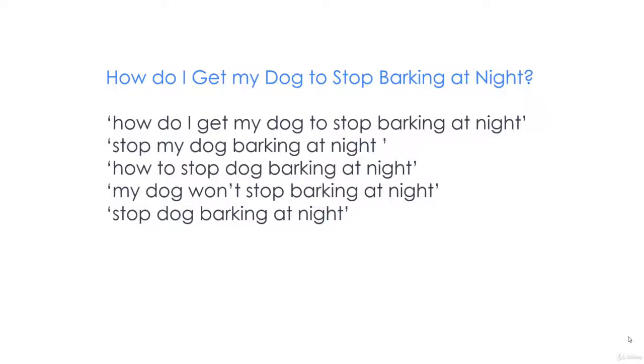And here's another example. How do I get my dog to start barking at night? This could be our main keyword and the title of our content. Once again, it's a very long tail keyword. The search volume would be very low on that particular keyword, but by default, we're also optimizing for multiple other long tail keywords as well, like stop my dog barking at night, how to stop dog barking at night, my dog won't stop barking at night, stop dog barking at night.